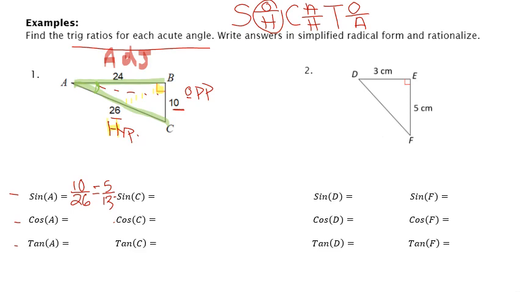I'm now going to do the same for cosine. Cosine is adjacent over hypotenuse, because C and A. So 24 over 26, and cosine of A is going to be the ratio of 12 over 13. And then finally, the last one, tangent, is opposite over adjacent. My opposite is 10. My adjacent is 24. So 10 over 24 is 5 over 12.